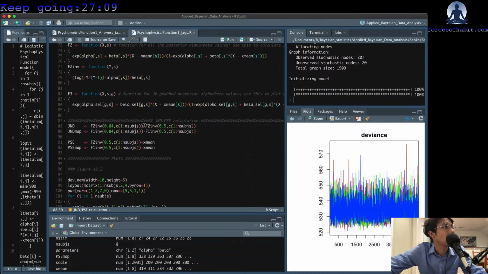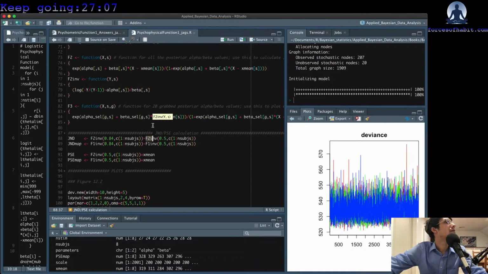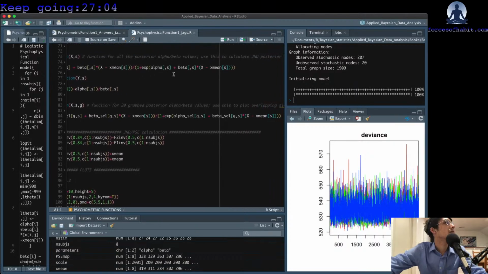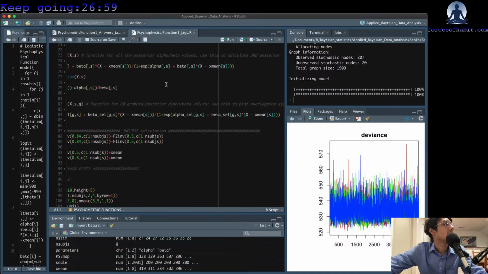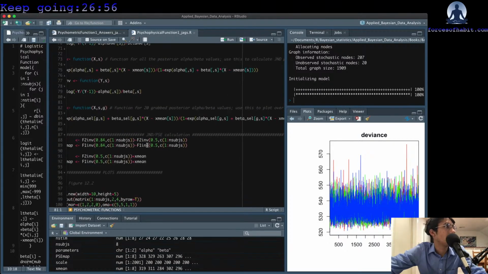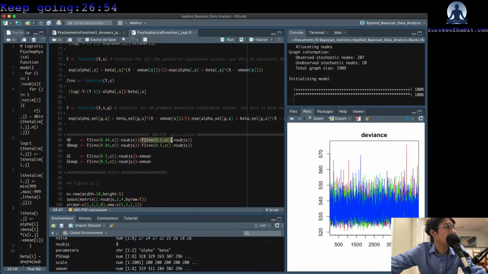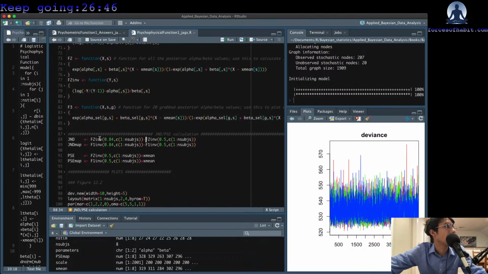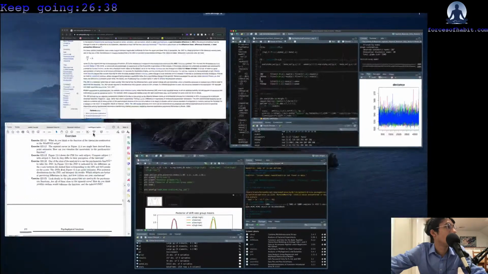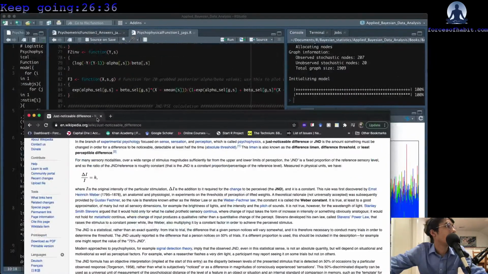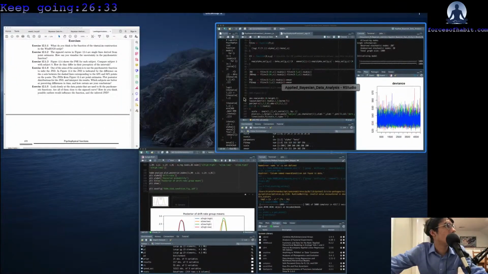And then we get the difference between calculating the posterior for alpha and beta, the joint posterior for alpha and beta. We can get the point estimate at a given value for a given subject, and then we take the difference. In this case, we use this threshold, and we get the just noticeable difference.